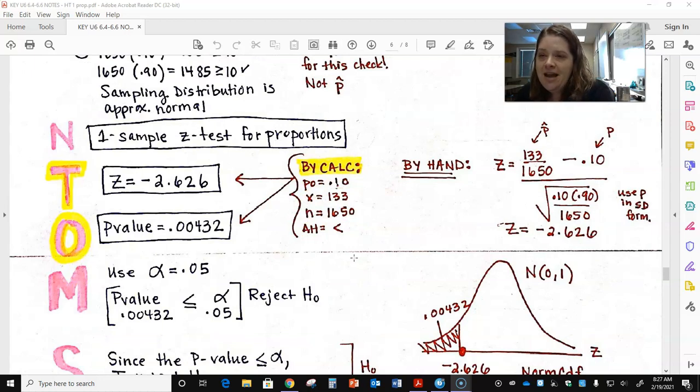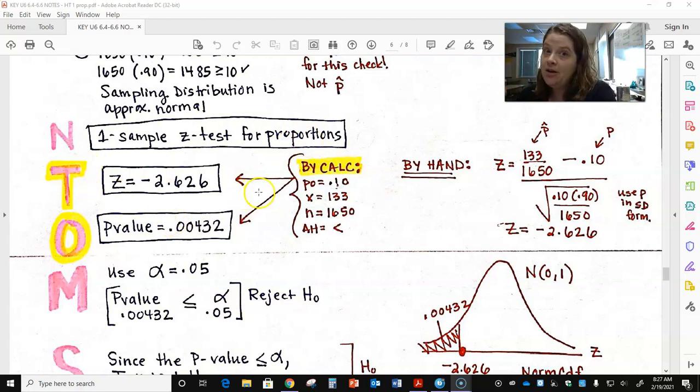All right, so name that test. That is going to be a one sample z-test for population proportion. I would encourage you to write population proportion here. I didn't do that in the notes, but I really should have. Okay, the next thing I need to do is find the test statistic and obtain the p-value.